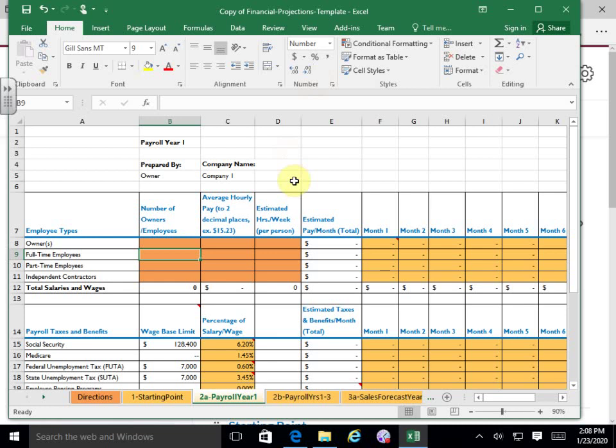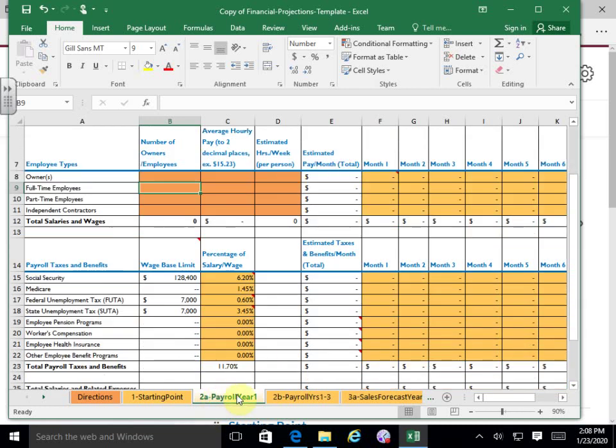So, okay, our next step is going to be the payroll. And you can see kind of, and I think I also have additional inputs on this.